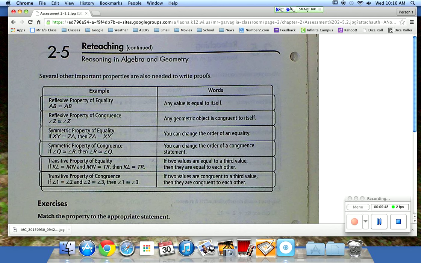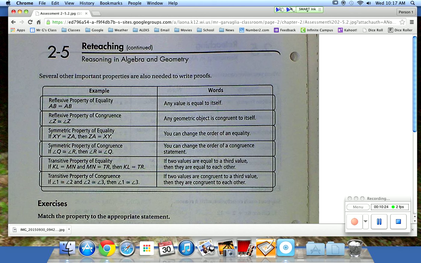Transitive property of equality. If KL equals MN and MN equals TR, then KL equals TR. How does that work? It works like this. Katie is the same height as Casey, is the same height as Trevor.